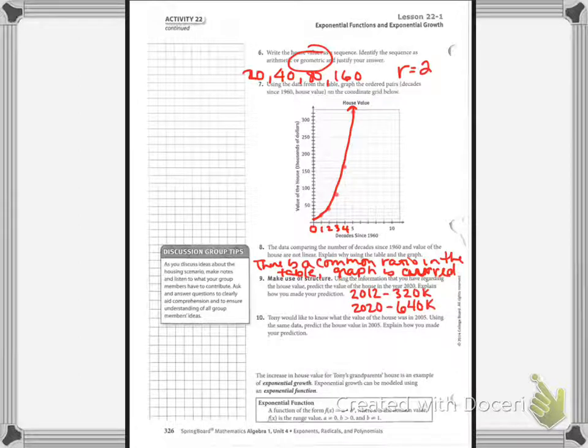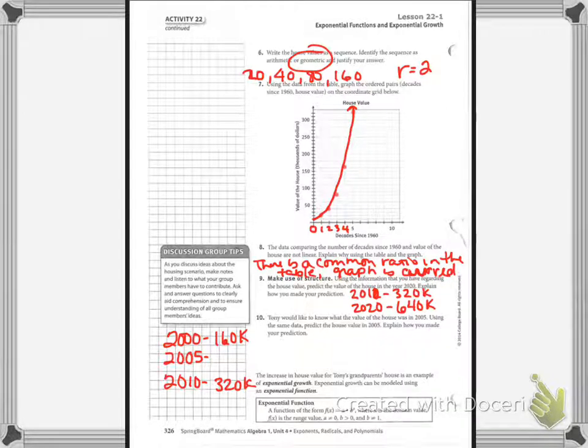Tony would like to know the value of the house in 2005 using the same data. Predict that value and explain how you made your prediction. So you need to think about this. So we know, I'm going to write it, in 2000, the value of the house was $160,000. And then in 2010, the value was $320,000. So in 2005, we're kind of looking for a middle ground there, right? We can do this a couple of ways.